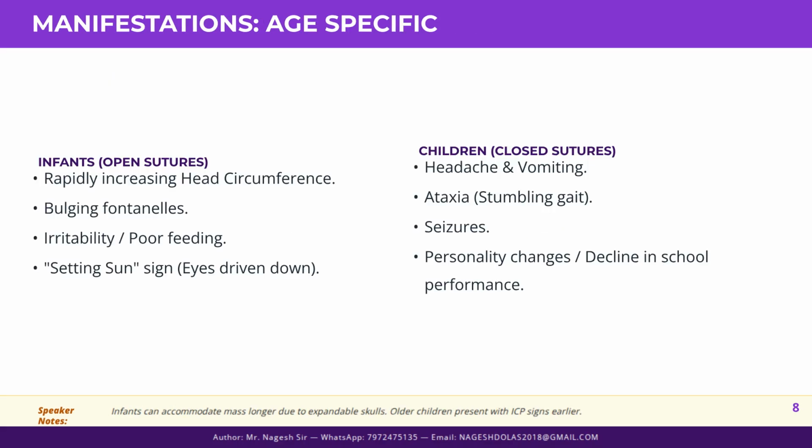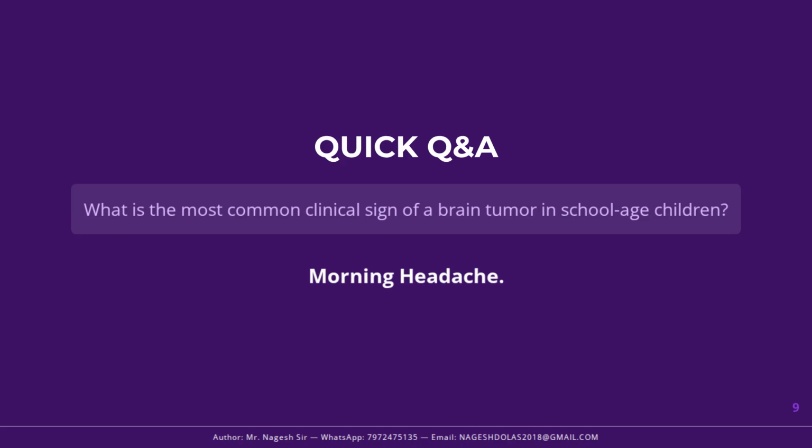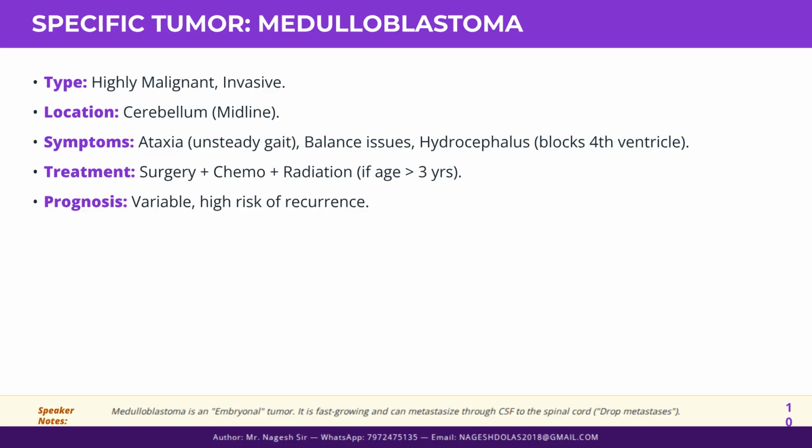Manifestations are age-specific. Infants with open sutures show rapid head circumference increase, bulging fontanelles, irritability, poor feeding, and the setting sun sign. Children with closed sutures present with headache and vomiting, ataxia, seizures, personality changes, and a decline in school performance. What is the most common clinical sign of a brain tumor in school-aged children? Morning headache.